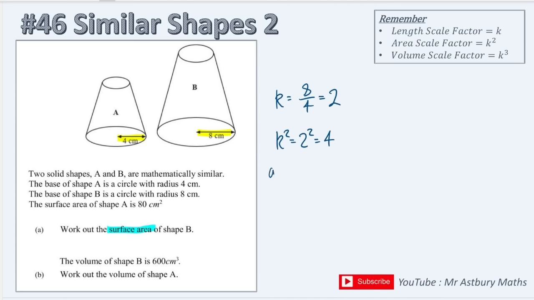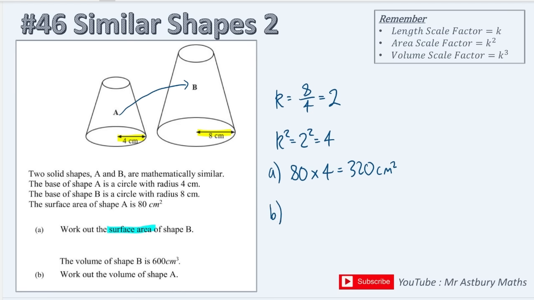Okay, so part A, I need to work out the surface area of B. So to go from A to B, obviously we're multiplying because it's a larger shape. And we're taking the surface area, which we're told is 80, and we're going to multiply that not by 2, but by 2 squared, which is 4. And that's going to give me 320 centimeters squared.